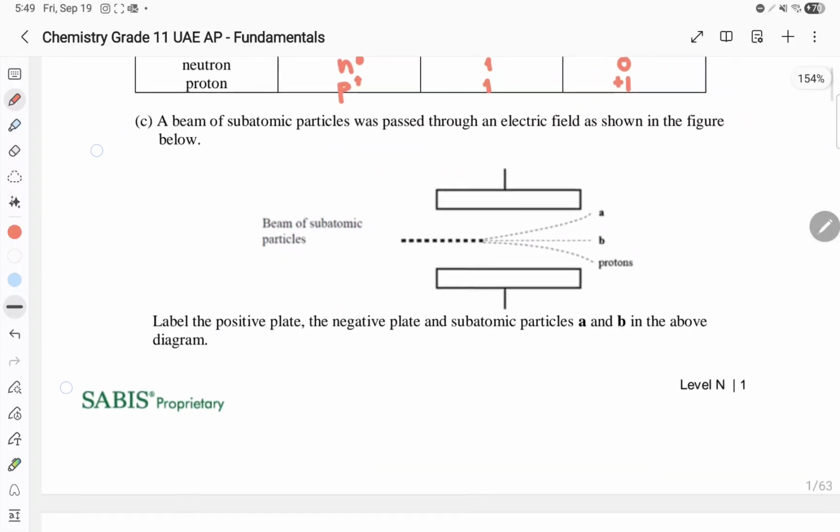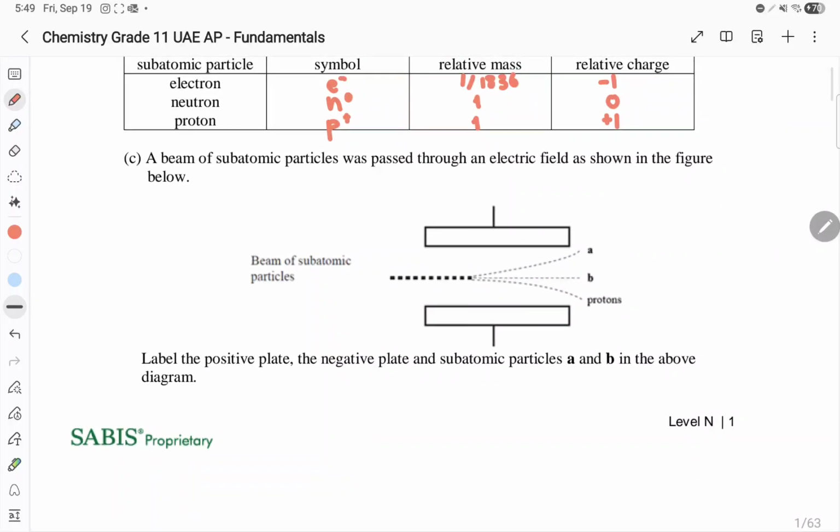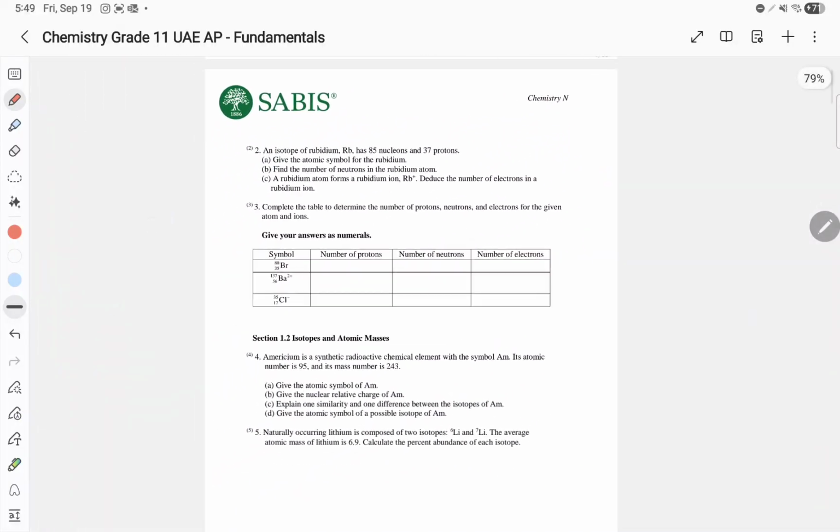Now label the positive plate, the negative plate, and the subatomic particles A and B in the above diagram. Okay, so B is obviously neutrons, and if these are protons, they must be attracted to the negative plate. So if this is the negative plate, then this must be the positive plate, and the thing that's attracted by the positive plate has to be negative charges, aka electrons. That's it for this question. We're done with question 1.